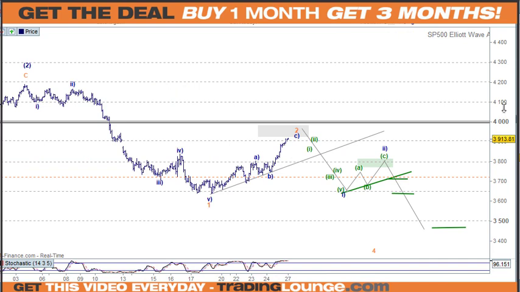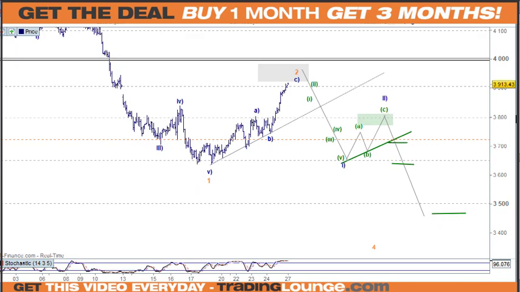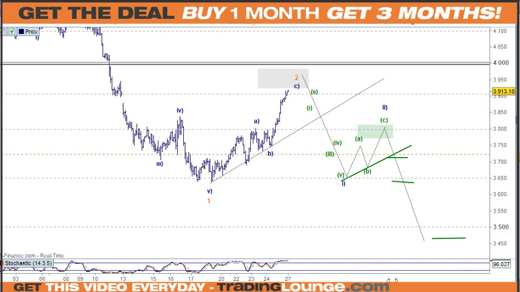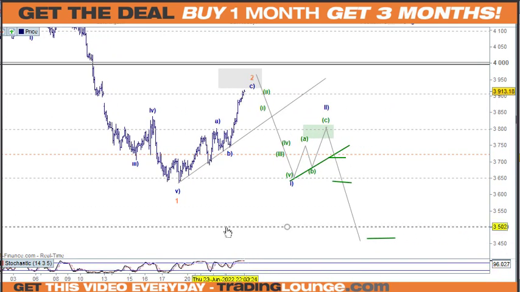So on the bearish side, we've got two counts. One of them is this bearish count here that is extremely bearish. And then we also have another count that comes down, gives us another low, but it doesn't come down as fast as this one will.